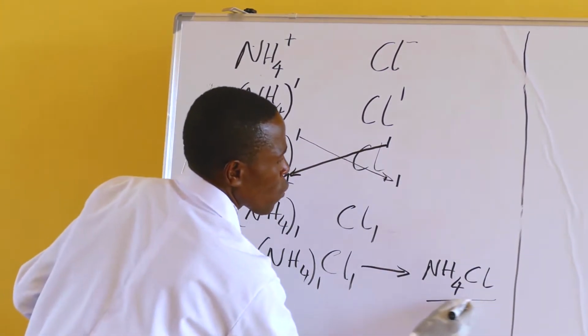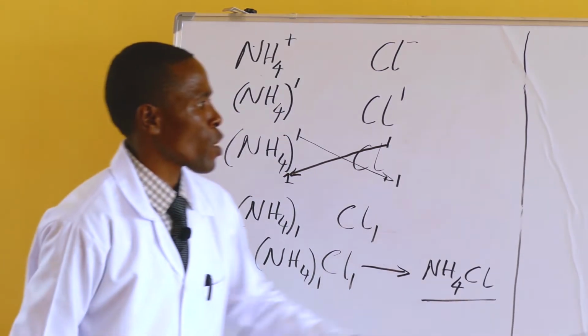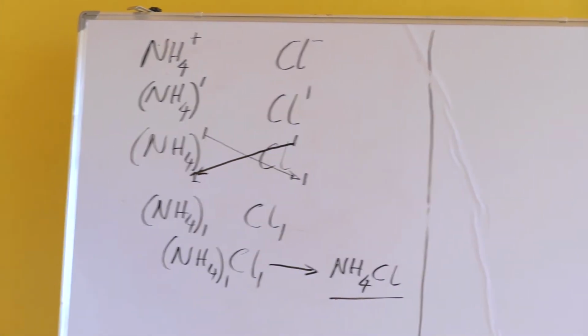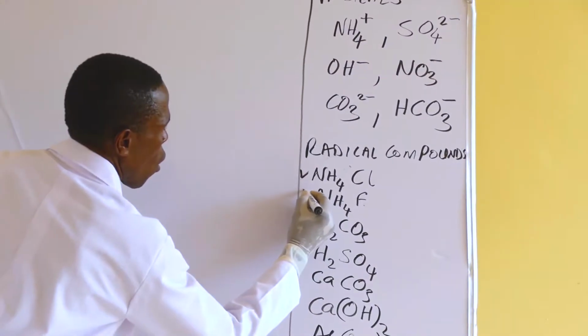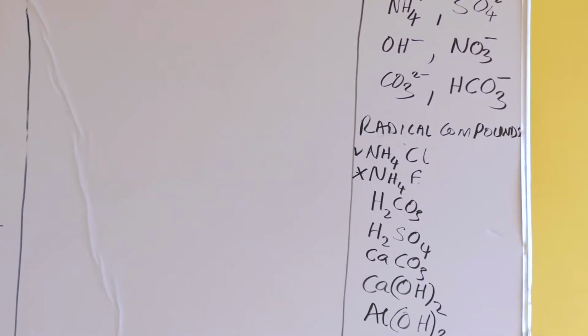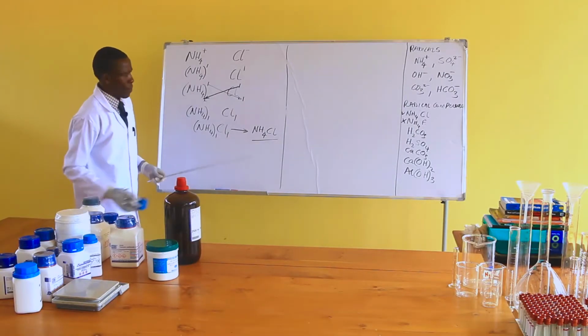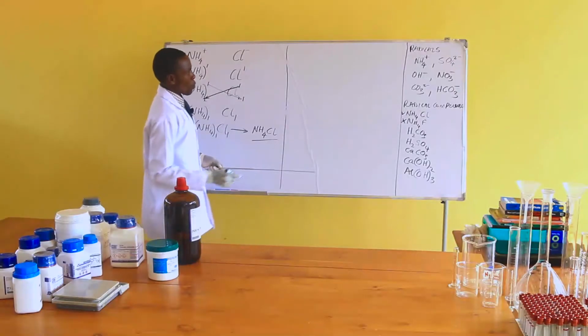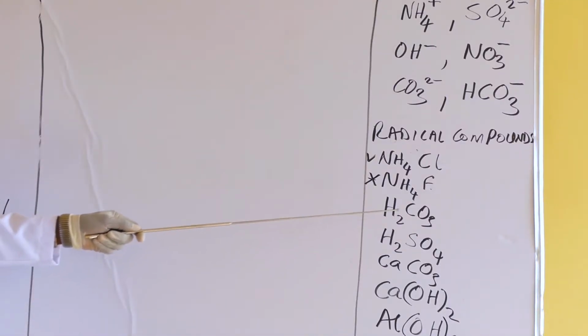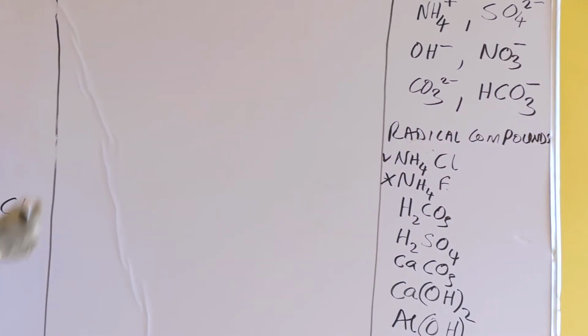So this one is ammonium chloride, similar to this chemical formula, similar to that chemical formula. Now, this one is done already. You can try that one on your own. The next, let's see another example. Assume you need to combine hydrogen and the carbonate in the formation of hydrogen carbonate.